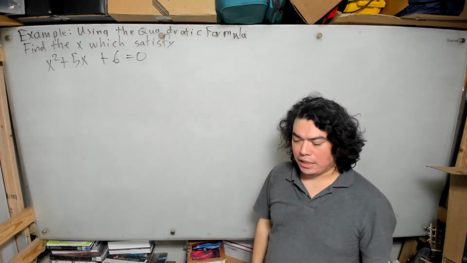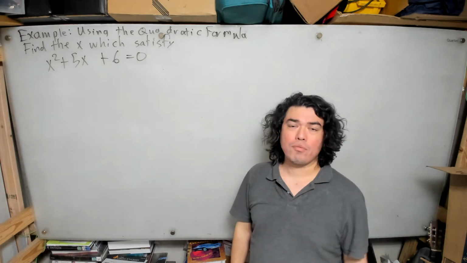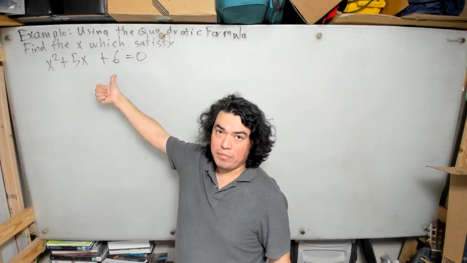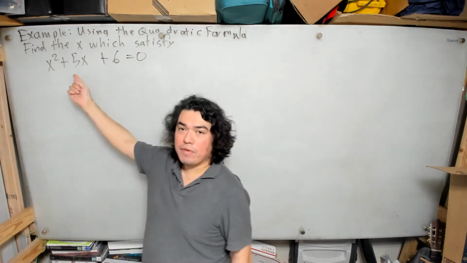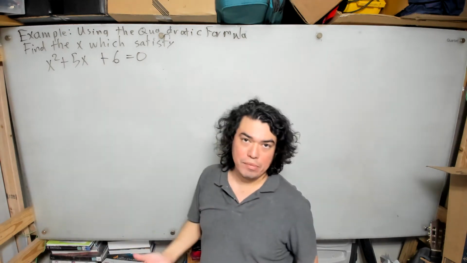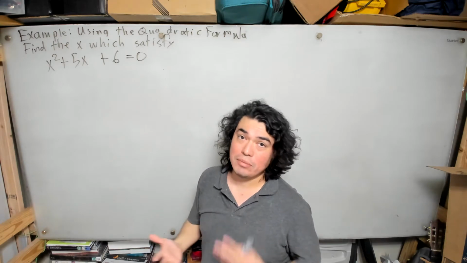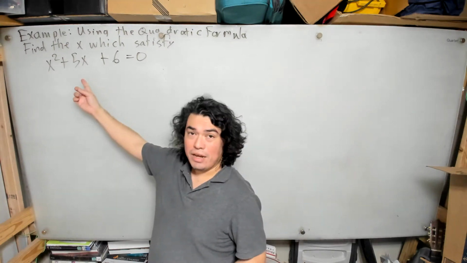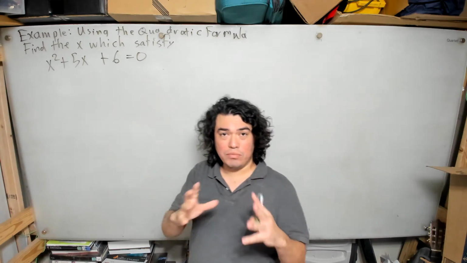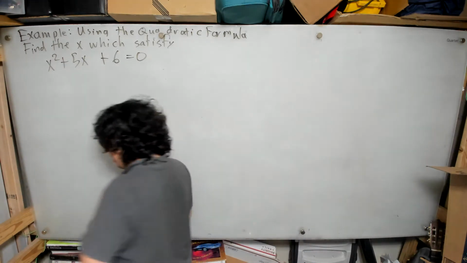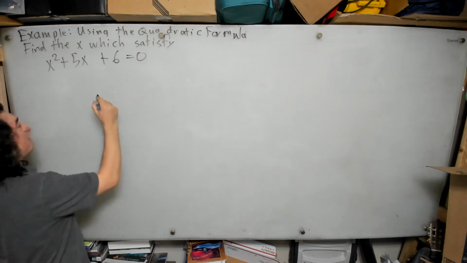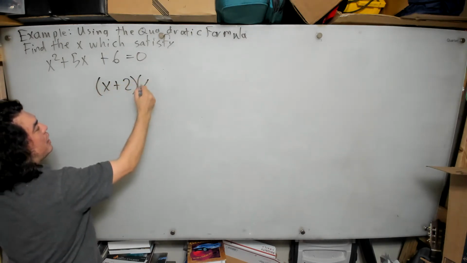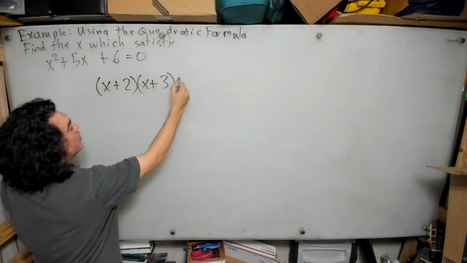In fact, if you think about it for a few moments, we could ask ourselves, can I find two numbers which multiply to give me 6 and which add to give me 5? Well, my choices are very limited because 6 is basically 1 times 6 or 2 times 3. Well, 2 plus 3 equals 5. So I could say, aha, it's likely factorable as x plus 2 times x plus 3 equals 0.